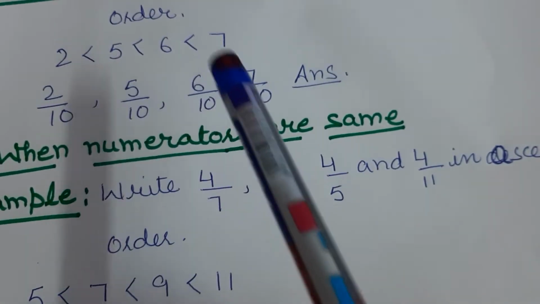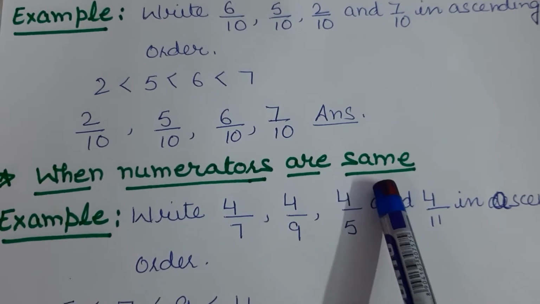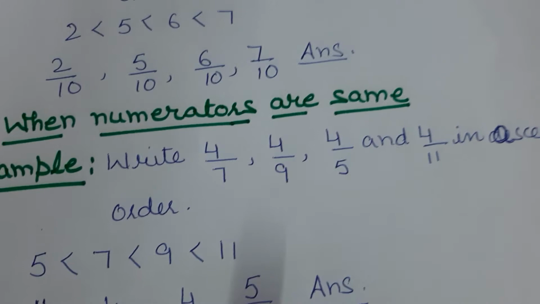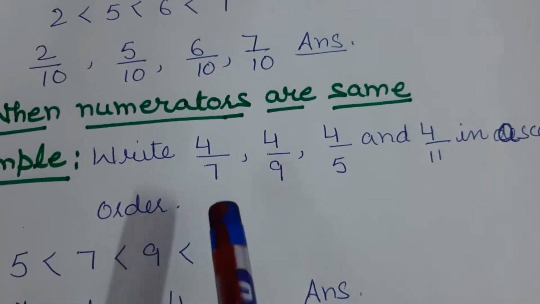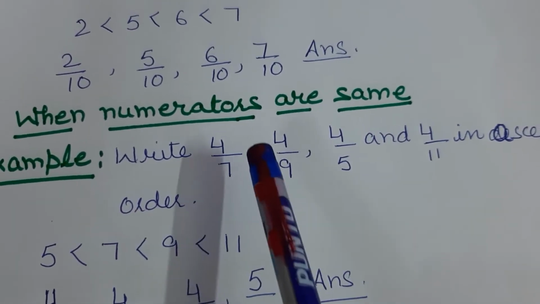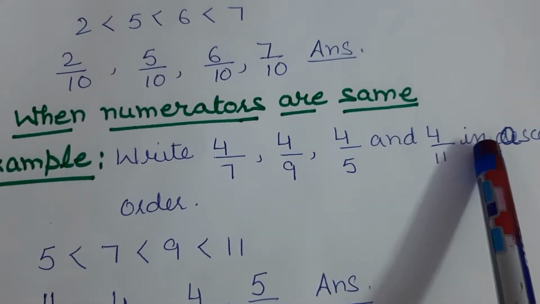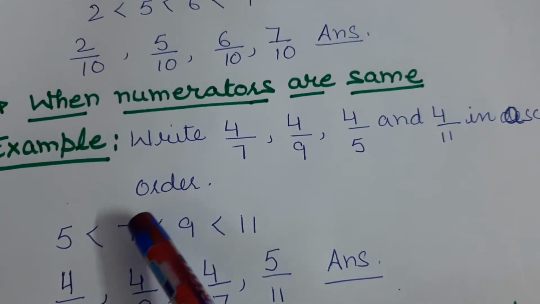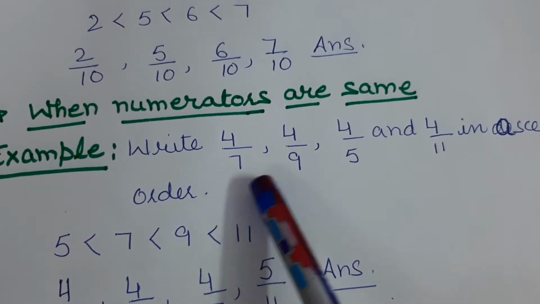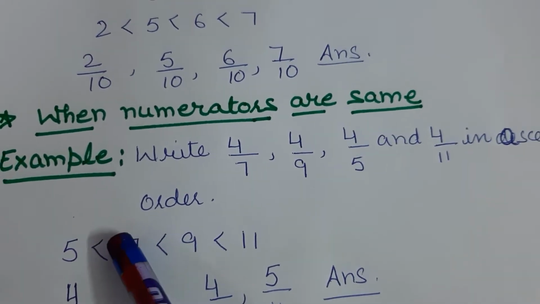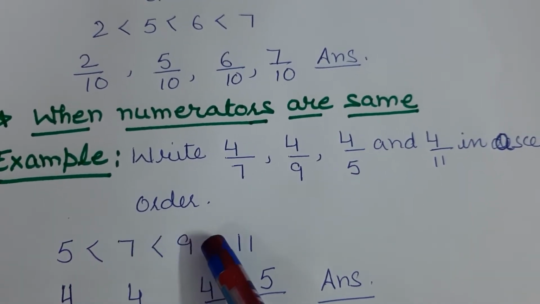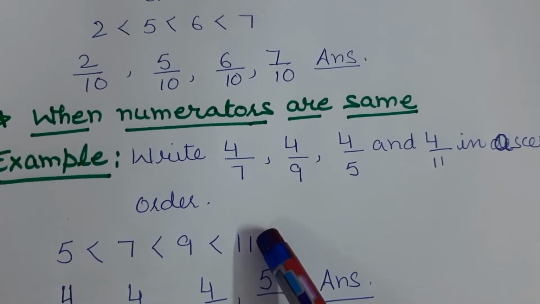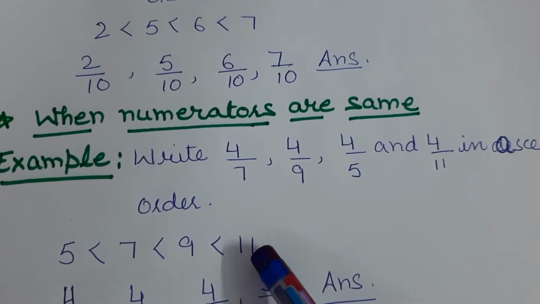Next, you have also done when numerators are the same with different denominators. So how do we compare them? Now the total parts are different but the shaded parts are the same. So in this we compare the denominators: 5 less than 7 less than 9 less than 11. But when we write in ascending order, the sequence is reversed.